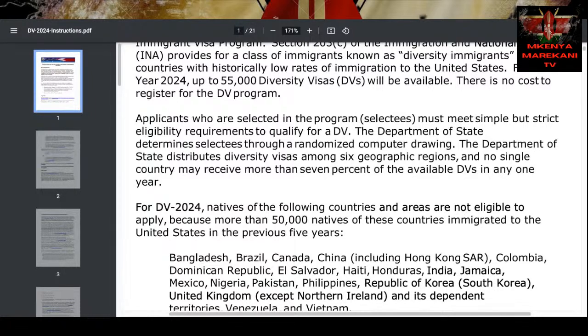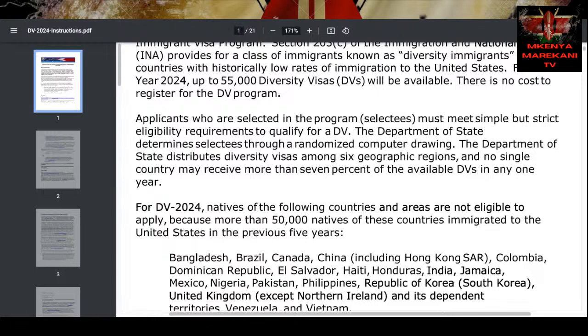Because a lot of guys ask me, hey, sasa tutachaguliwa aje? No, this is just nipata potea. Yeah, but it works, okay? Nipata potea, yes, but it works. I know a lot of people who have come through this diversity visa program. So it's just a computer, like the way we used to watch Omo pick a box. You choose a box. So that's how it happens. But eventually, so many people benefit from this DV lottery. So it's something that is legit.